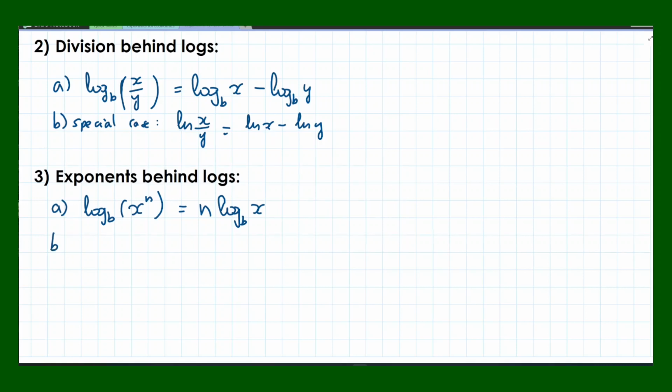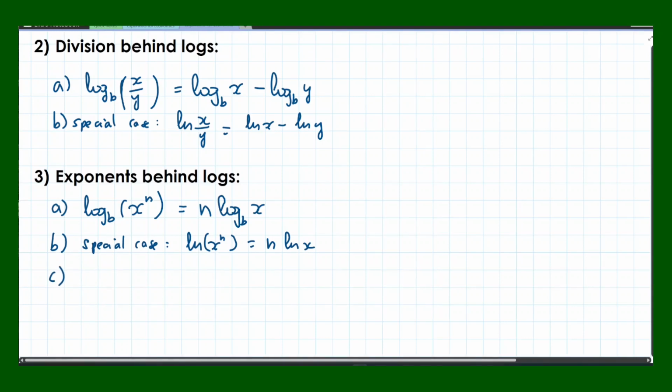Now there are a few special cases here that I would like to show you. So what happens with the ln? If I have got ln of x to the n, that's just going to be n times ln of x. So again, just because it's an e-based logarithm, the rule stays the same.